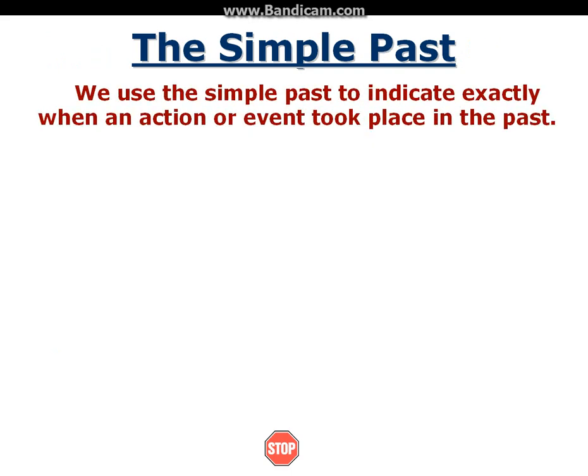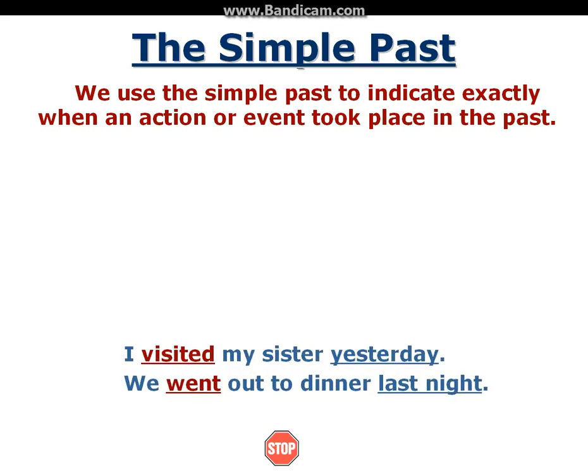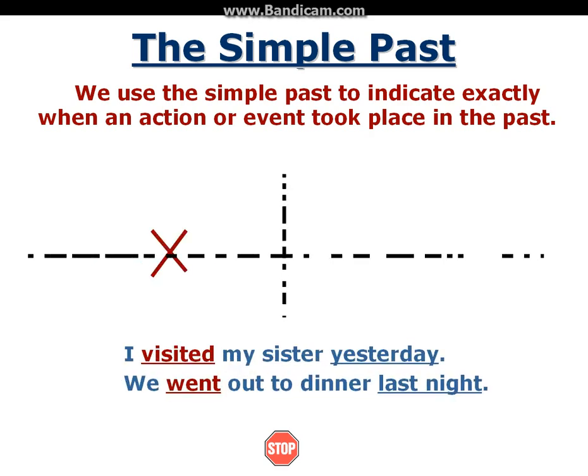The next, the simple past tense. We use the simple past to indicate exactly when an action or event took place in the past. For example, I visited my sister yesterday. We went out to dinner last night.